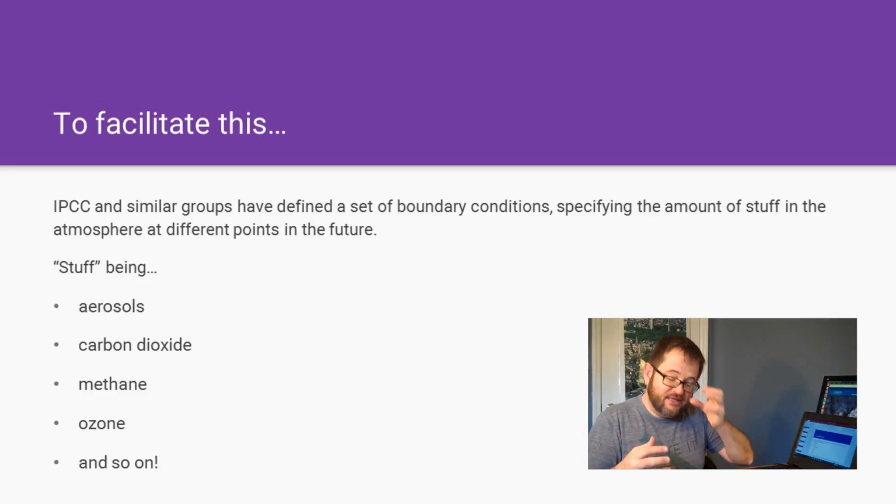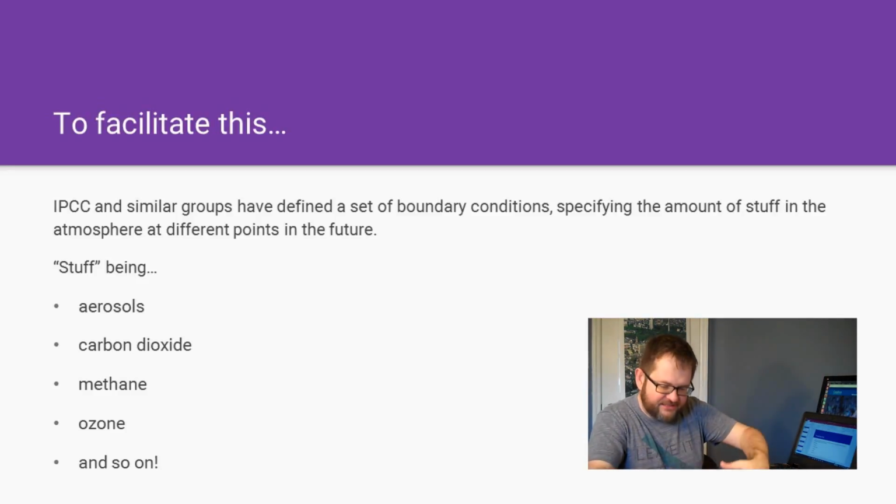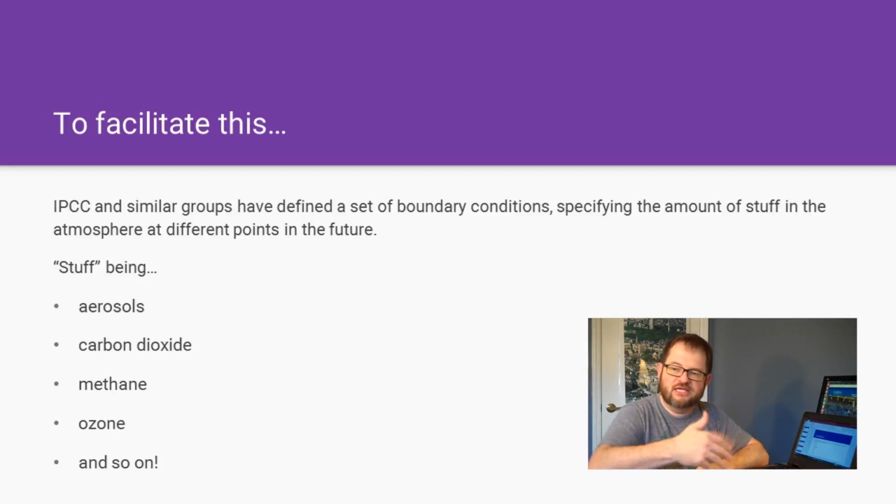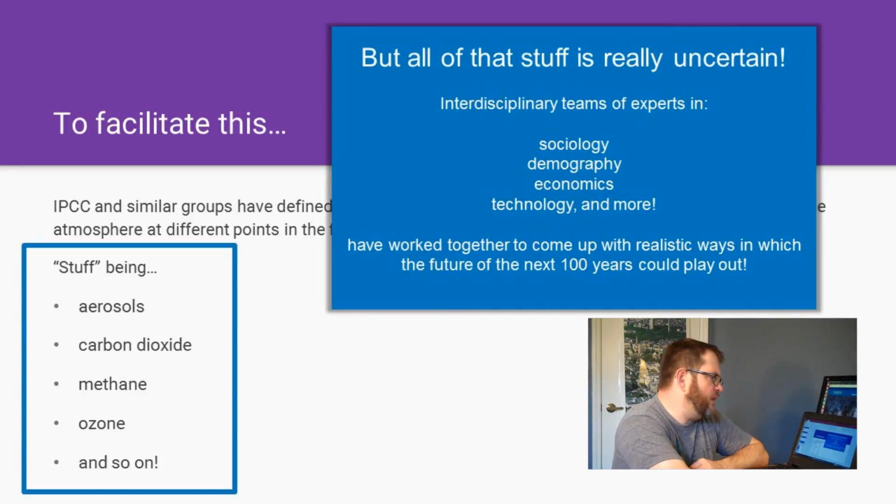And we can specify this, and an independent outside group has said, we're going to say this is one scenario for the future. One possibility is we're going to have these greenhouse gas concentrations. We're going to have this much sulfur dioxide in the atmosphere. We're going to have this much sulfuric acid, sulfate aerosols. We're going to have this much mineral dust, etc. And all of this stuff is going to be specified in these.